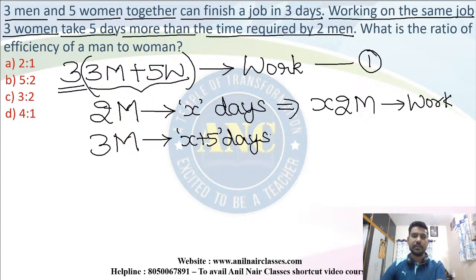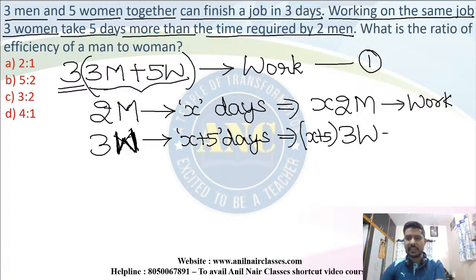This will lead to the completion of the work. Similarly, this is nothing but people. In this equation, people is nothing but 3 women, right? This is not men once again, this is women. There is a mistake I have done here. This is 3 women as per the question. Now, these 3 women are taking how many days? X plus 5 days. And this will also lead to the completion of the work.